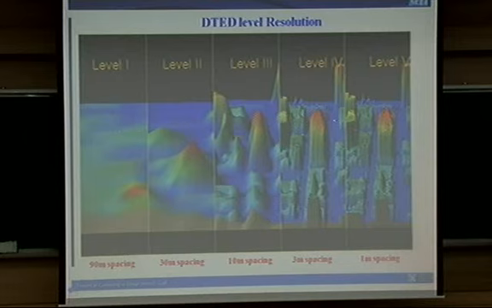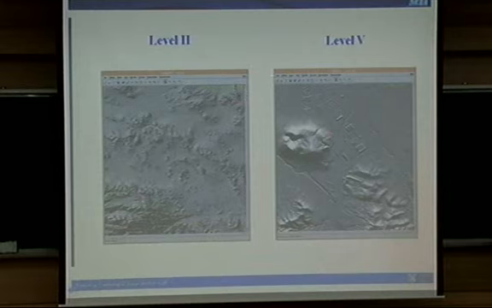This is data from the satellite, some part of maybe Afghanistan or somewhere. This is level 2 data here, and this is level 5, which is 1 meter spacing data. So you can see somewhere here some buildings and other things. So we need this kind of data, and the data is a lot. So we need a much higher ratio of compression. That's why they gave us some funding to develop the compression.